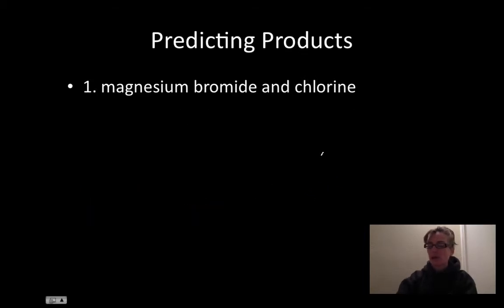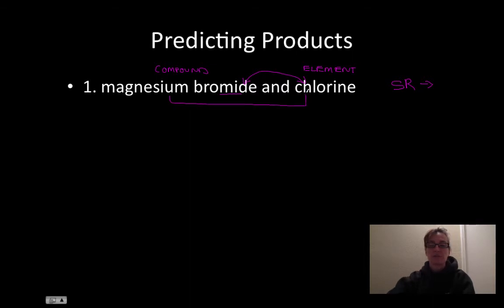Alright, so practice problem. Magnesium bromide and chlorine. Well, that looks like a compound and an element. So if I look at my list, if I have a compound and an element as my reactants, chances are this is going to be a single replacement reaction. So I would predict that I'm going to have a new element, which will be probably bromine, and a new compound, which will be magnesium chloride.